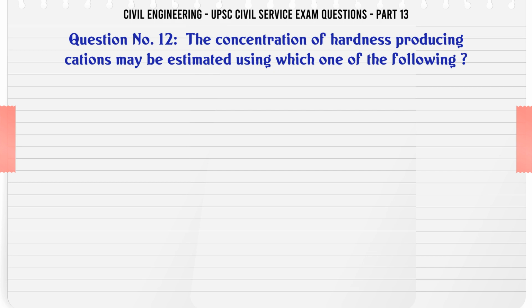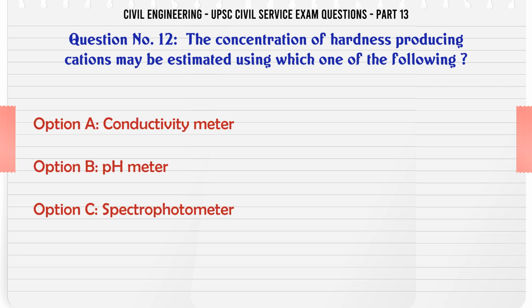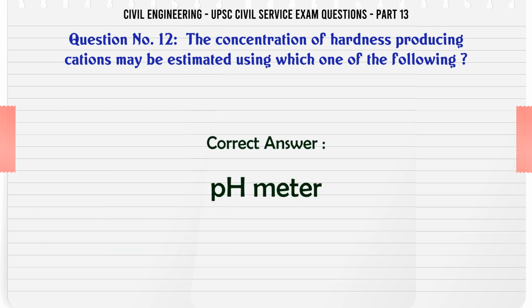The concentration of hardness producing cations may be estimated using which one of the following? A. Conductivity meter, B. pH meter, C. Spectrophotometer, D. Flame photometer. The correct answer is pH meter.